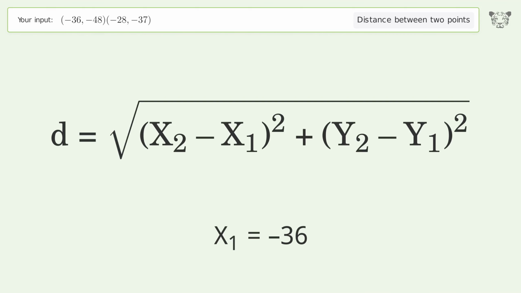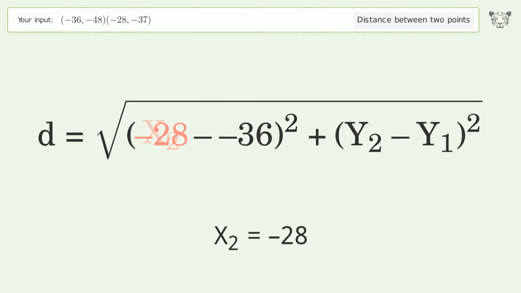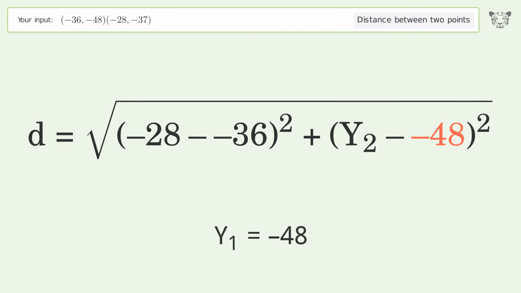x1 equals -36. x2 equals -28. y1 equals -48. y2 equals -37.